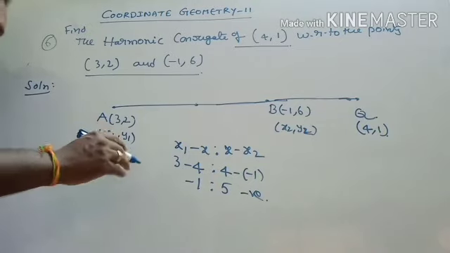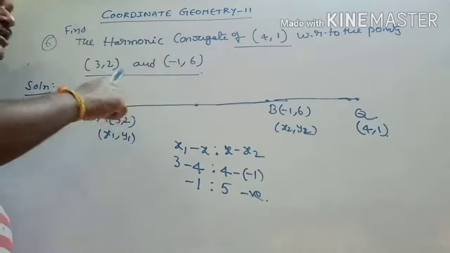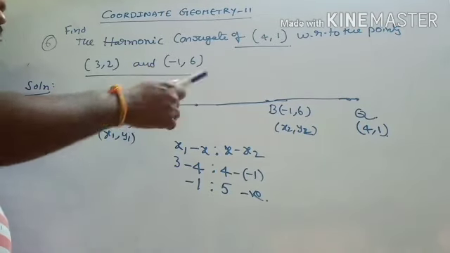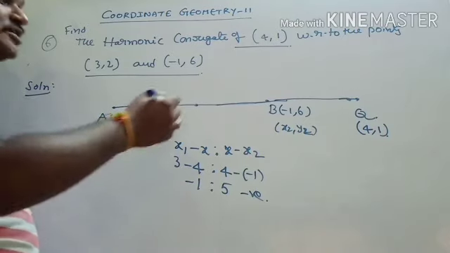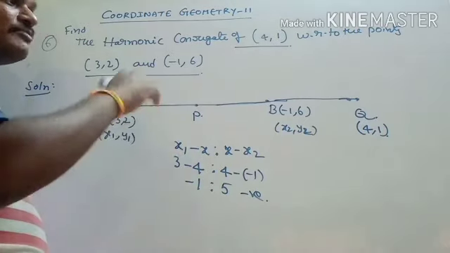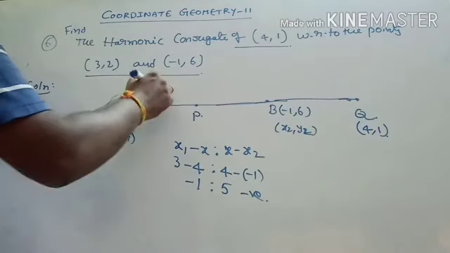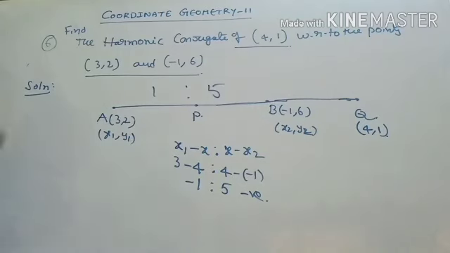If the ratio is negative, it means it is external division, okay, and Q is dividing AB externally in the ratio minus 1 is to 5. That means now we need to find P. P, the harmonic conjugate, means they have to divide in the same ratio. That means P will also divide in the ratio 1 is to 5. Now using this 1 is to 5, you know the ratio, you know the points.